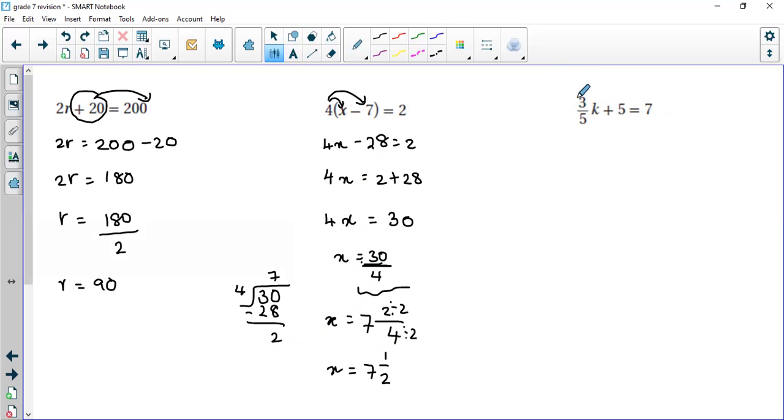Let's move to this one. So here we have 3 over 5 k plus 5 equals 7. So as usual, we need to remove the number first.